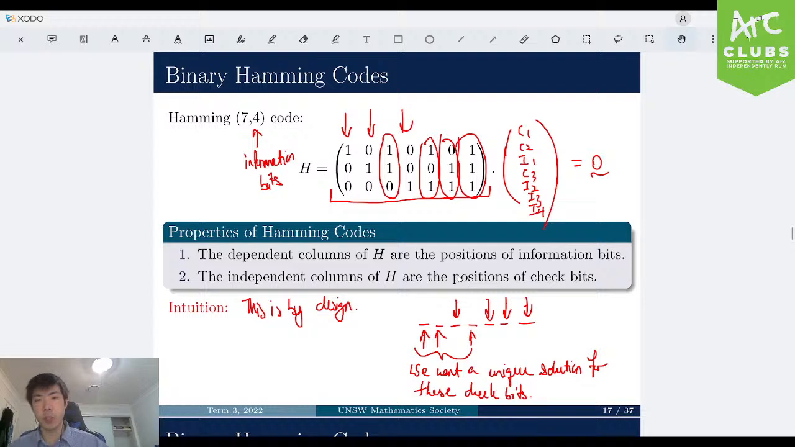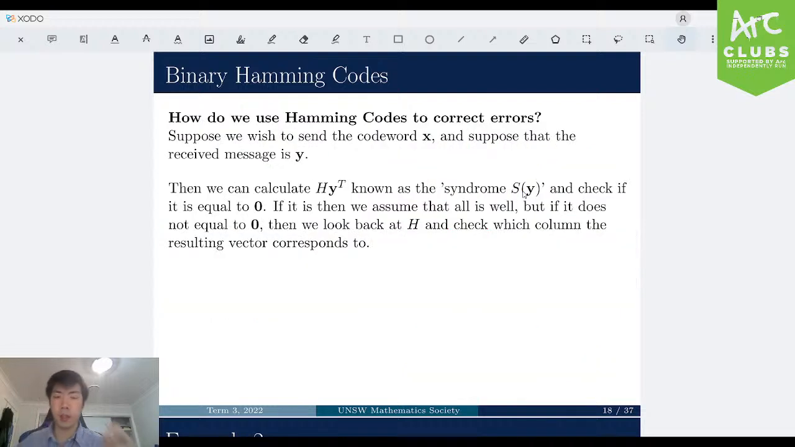Because when you do your augmented matrix and solve, you will only ever get the unique solutions as part of your independent column positions. I hope that makes a bit of sense. So it's by design, for any information bits, we want to always be able to solve this augmented matrix such that we get unique solutions for our check bits, and therefore our check bits must be in the positions of the independent columns. That's the only way we will get guaranteed unique solutions every time. Okay. So how do we use Hamming codes to correct errors?